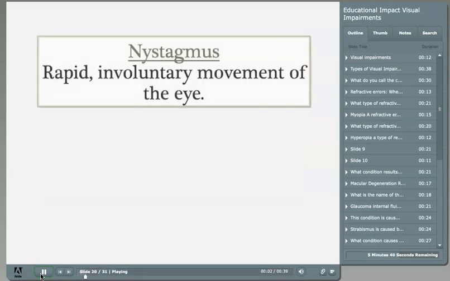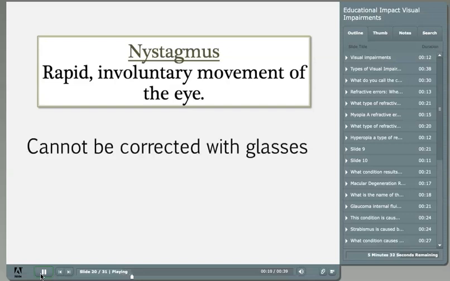If you said nystagmus, you are exactly correct. Individuals with nystagmus typically have some loss of visual acuity, which cannot be corrected with glasses. Many do see well enough to get information from written word.